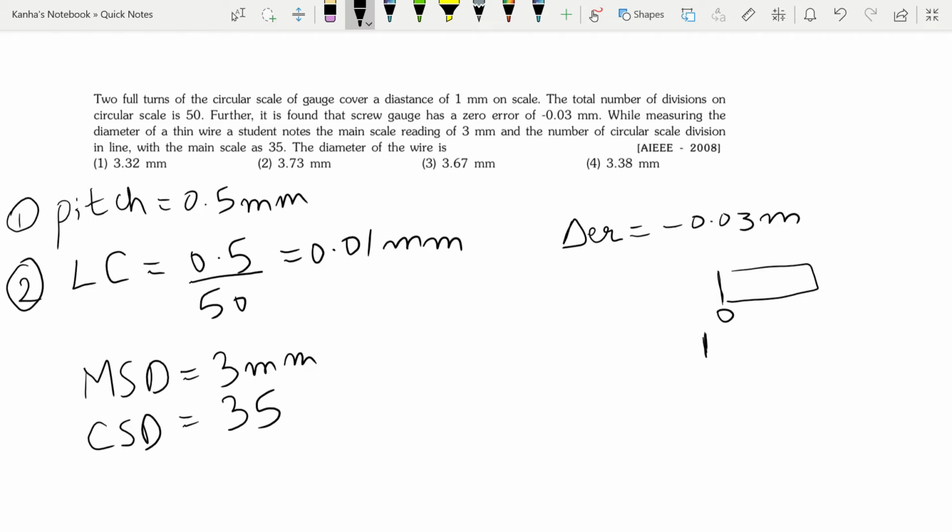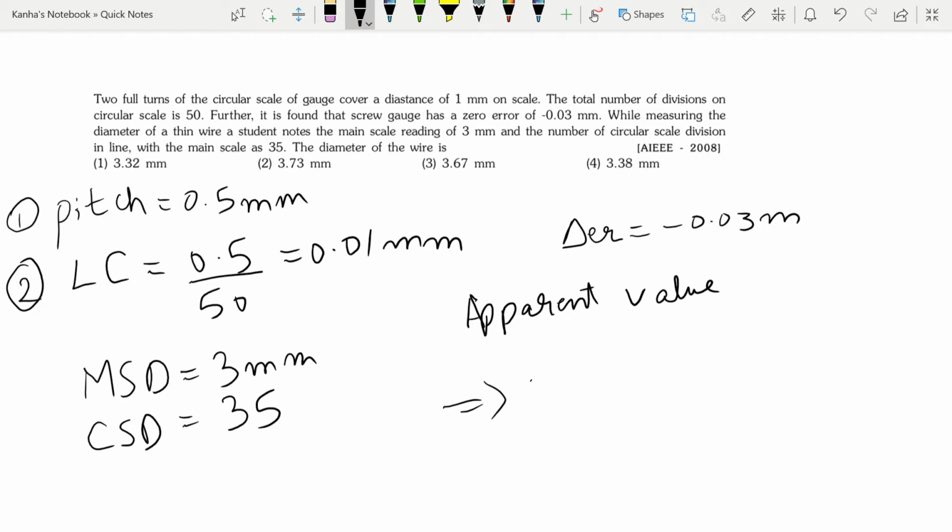So whatever you measure, let me call it your apparent measurement. It's not the actual value. Apparent measurement, or apparent value, of diameter. Now we are supposed to find the apparent value of the diameter. What is it? It's reported as 3 millimeter on the main scale plus 35 divisions on the circular scale.